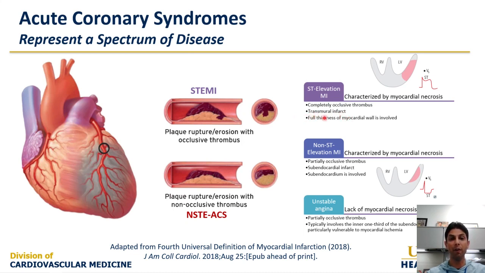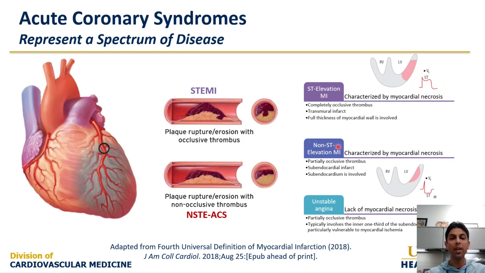A ST segment elevation myocardial infarction results in a transmural infarct. A transmural infarct refers to full thickness involvement of the myocardial wall. And on 12-lead ECG, as you well know at this point, we see an ST segment that's elevated.